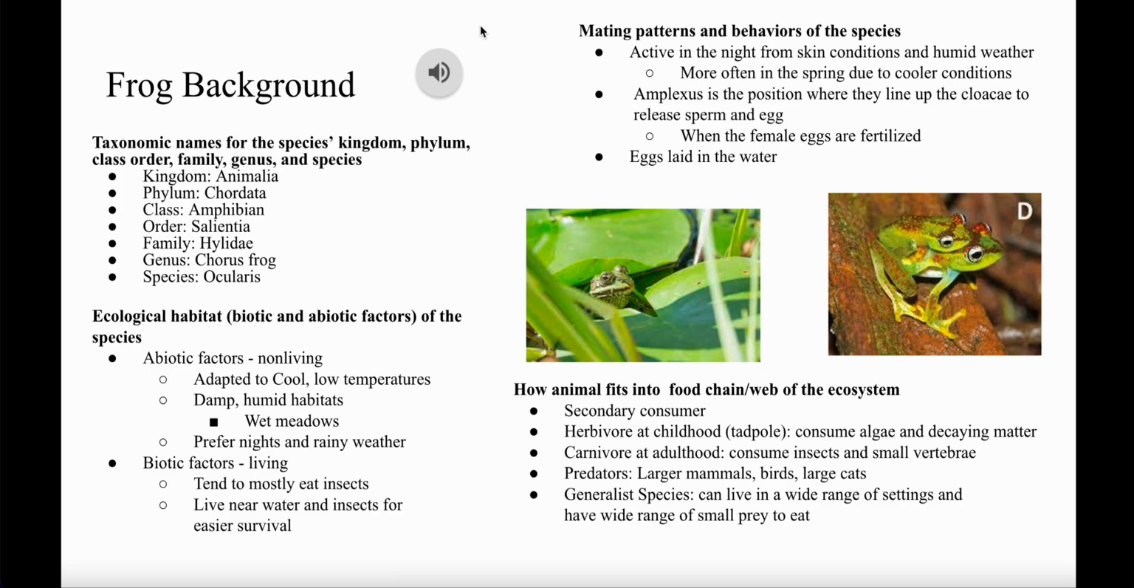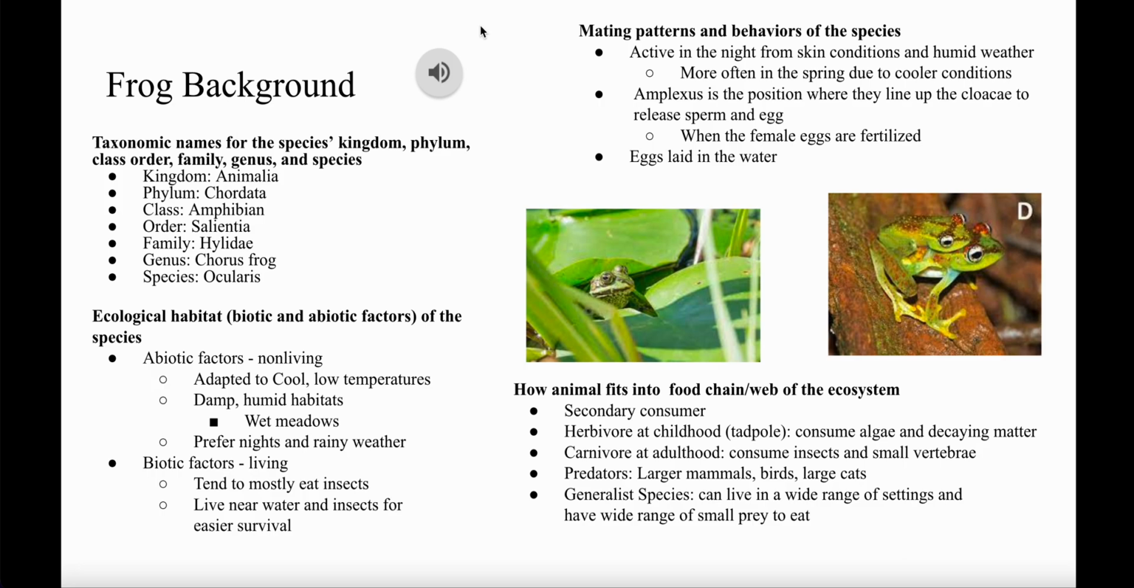And symbiotic factors for them is that they tend to eat mostly insects, and then they live near water and insects in order to survive easier. Some mating patterns and behaviors among these frogs include that they're more active in the night due to their skin conditions and humid weather, and then it also is more often in the spring due to those such conditions.